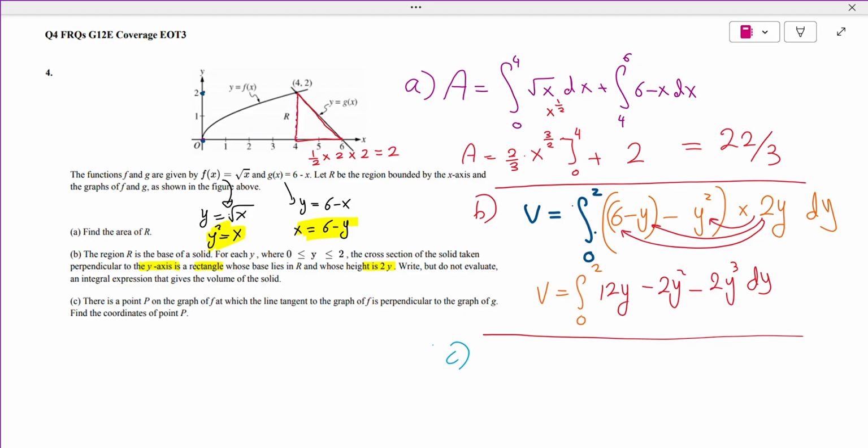Now, let's find f prime of x, because the question says the slope. So the slope is associated with the derivative, it's the same as the derivative. So the derivative of root of x is 1 over 2 root of x. Okay, now let's find g prime of x. G prime of x will be negative 1.